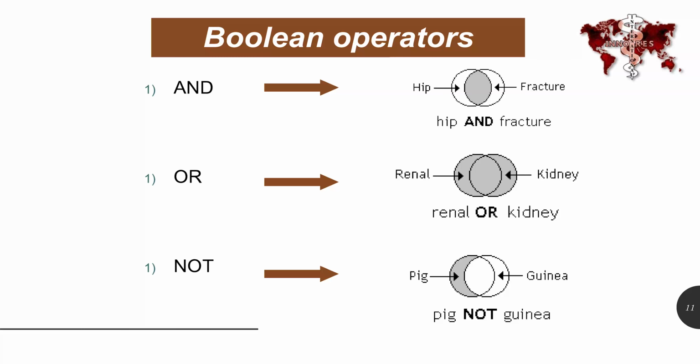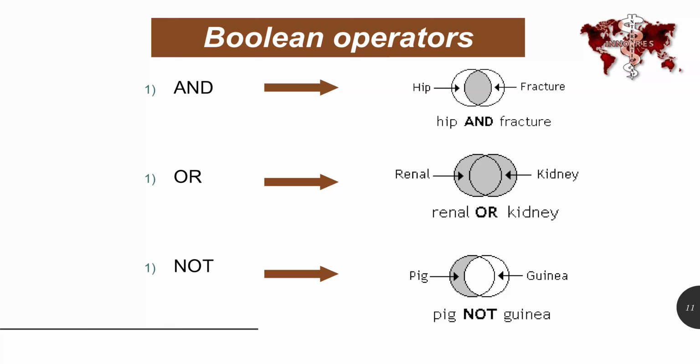And the final one is the NOT operator. The first term is required to give the answer yes, and the second term shouldn't be there to give the answer yes. For example, here it says pig NOT iguana. If I am searching for a paper doing a study on pigs, it will give me the answer yes only if that paper doesn't have an iguana in it. If it has an iguana, it won't give me that yes.